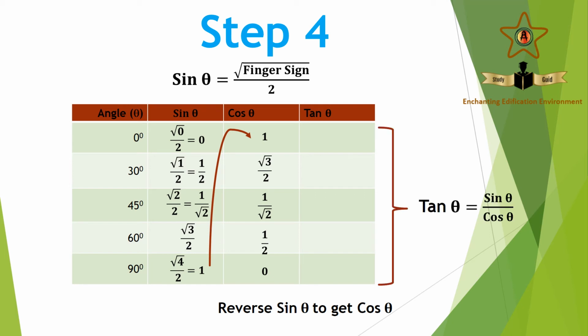Tan theta is sin theta over cos theta. So tan 0, sin 0 over cos 0, 0 over 1 which is 0. Tan 30. Half divided by root 3 over 2 which is 1 over root 3. Tan 45. 1 over root 2 divided by 1 over root 2. We divide two equal things, our answer is 1. Similarly, tan 60 is root 3.